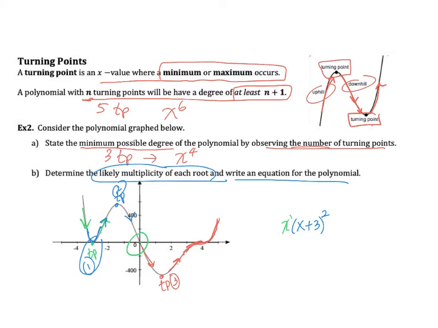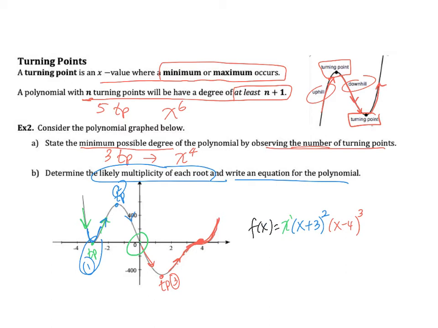And then we have a flattening out here. It looks like it's at 4, so that would be an x minus 4, and because it's going through the graph, but it's flattening out, that has a minimum degree, or it appears a minimum of a triple root. So for my overall function, it looks like I have x times x plus 3, the quantity squared, times x minus 4, the quantity cubed.